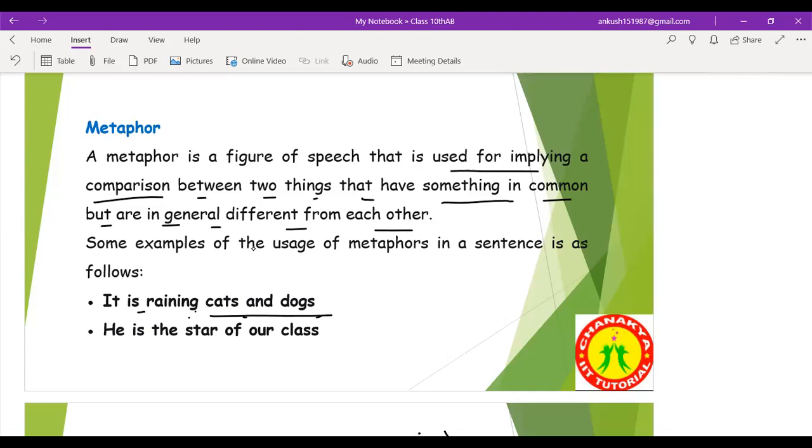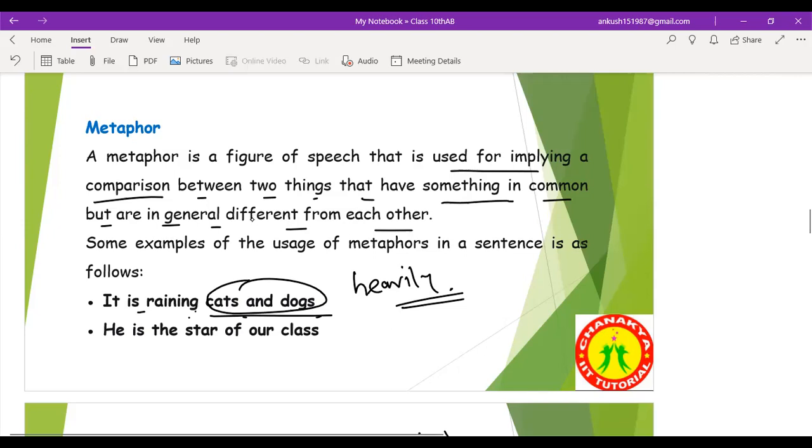Metaphor. Now, can cats and dogs actually fall like rain? No. But cats and dogs, in the sense of this phrase, means heavily. It is raining heavily. That is what should be said over there, but it is said cats and dogs. Metaphor is given there, which means the face of that heaviness is given to the rain.